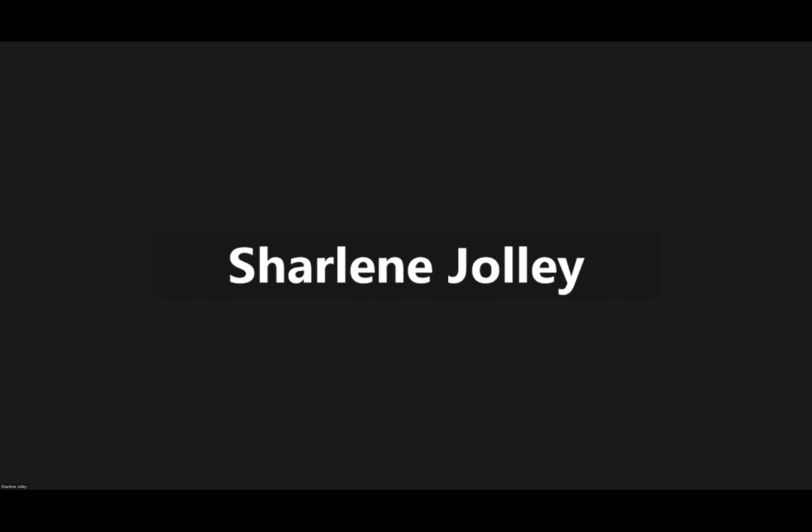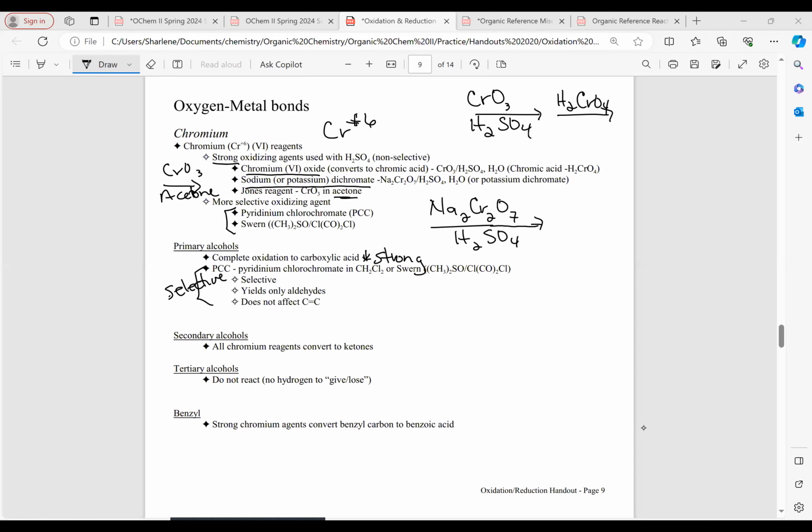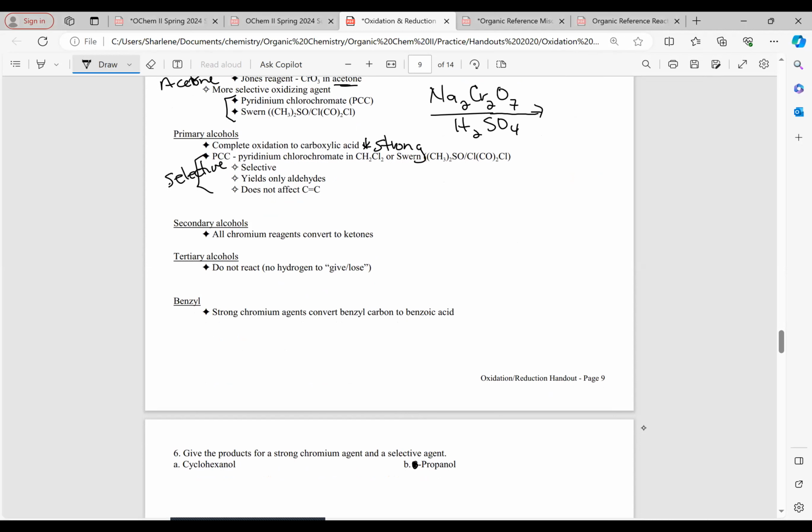Let's take a look at your secondary alcohols. The nice thing about this is, hey, it stops at a ketone, end of statement. There's no selectivity. So for secondary alcohols, whoops, I don't want to do the ketone yet. I need the secondary alcohol. All of them, you can even use the PCC and the Swern. I don't know why you would do that. They're kind of expensive, but they will all convert over to ketones.